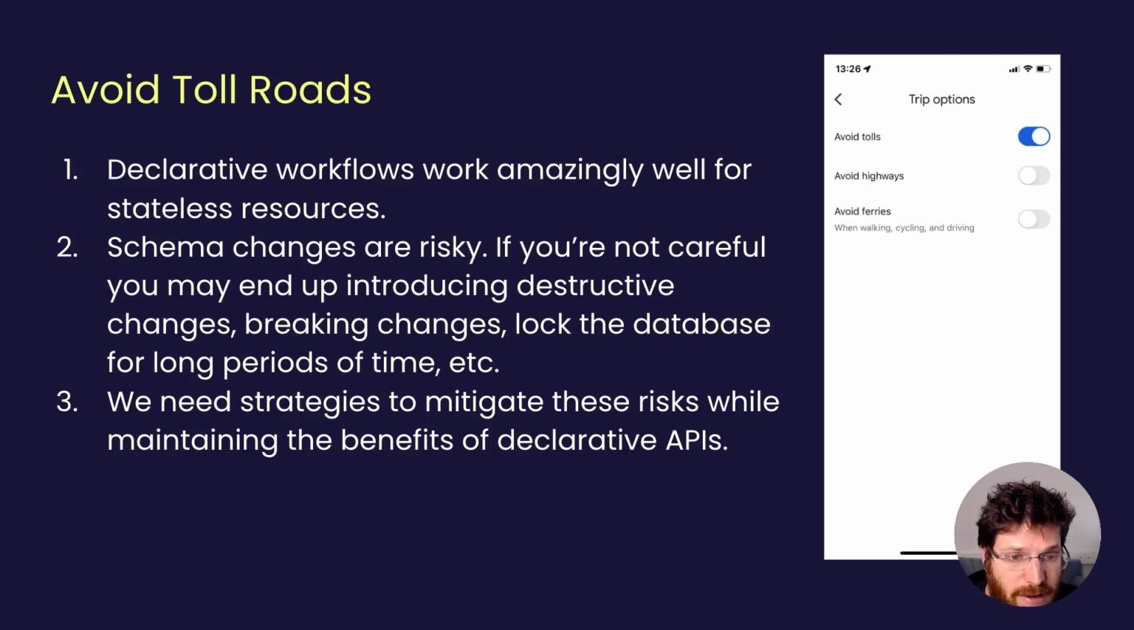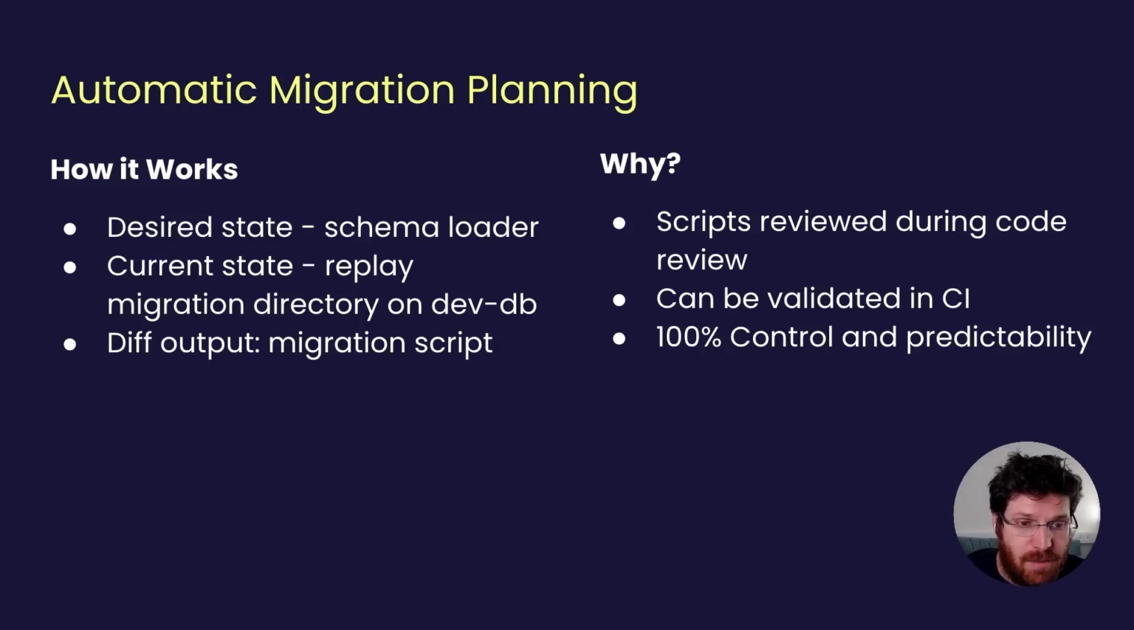How do we do something like avoid toll roads that navigation software does for database management? Let's see. The first strategy I want to present is something that we call automatic migration planning. In this workflow, we take the good part of declarative schema management, which is we have a desired state and we have Atlas automatically plan the migrations. But the output is just a classic migration directory that we can commit to our Git repository, we can review in code review, and we can even run some automation, as we'll show, to verify that changes are safe.